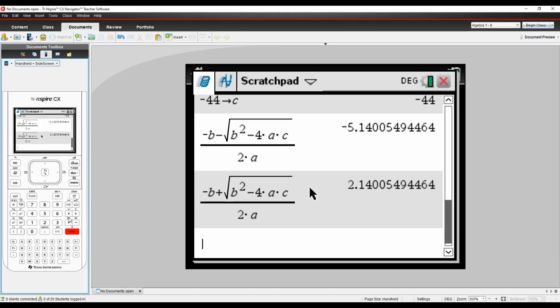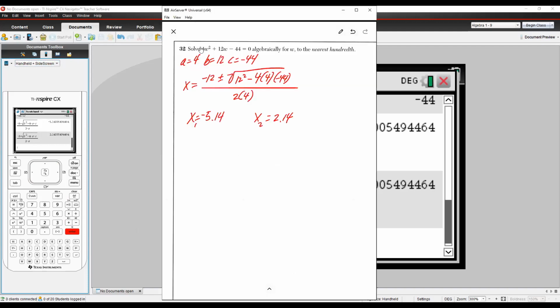is 2.14. So if I go to my iPad to show you what I've written, I took all the coefficients and constants, I plugged those in, and then I used the calculator to calculate what the two answers are. And that's it. That's absolutely it.